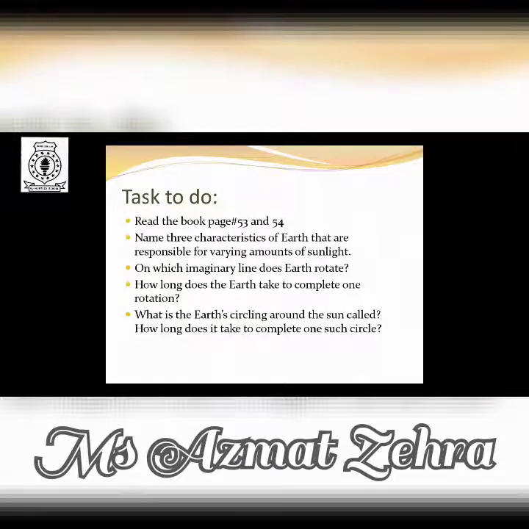Now, task to do. You have to read the book, page number 53 and 54 from your book Know Your World. Then there are some questions to do. First is name 3 characteristics of the earth that are responsible for varying amount of sunlight. On which imaginary line does earth rotate? How long does the earth take to complete one rotation? What is the earth circling around the sun called? How long does it take to complete one such circle?